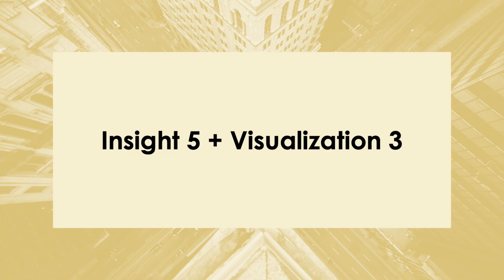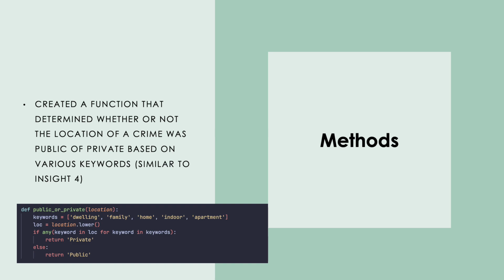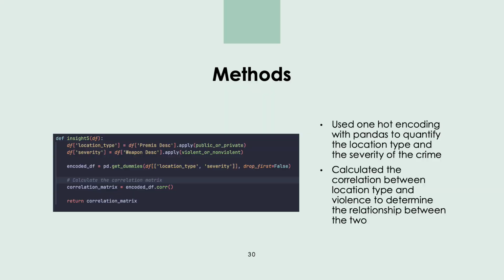Our final insight and visualization. Finally, I want to answer the question if there's a correlation between the place of a crime and the severity of it. First, we created a function that determines whether a crime happened in a public or private location. This is very similar to the violent or non-violent function that we used in Insight 4, except the keywords are changed. After applying both the public or private and the violent or non-violent functions that we have defined earlier, we create two new columns called location type and severity to measure those in categorical values.